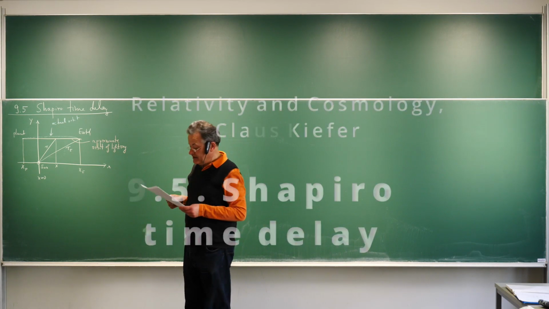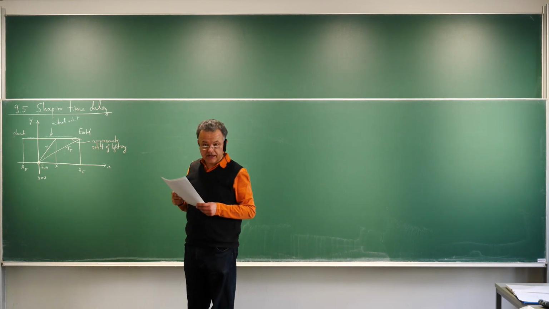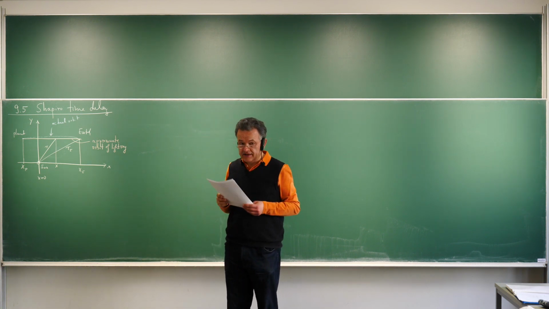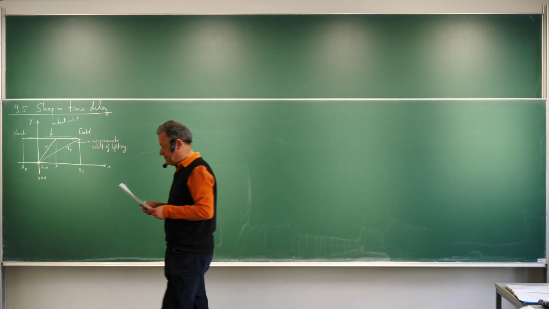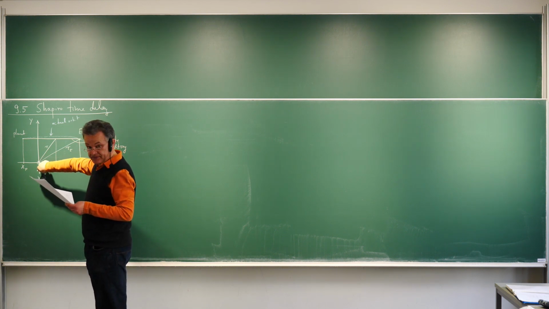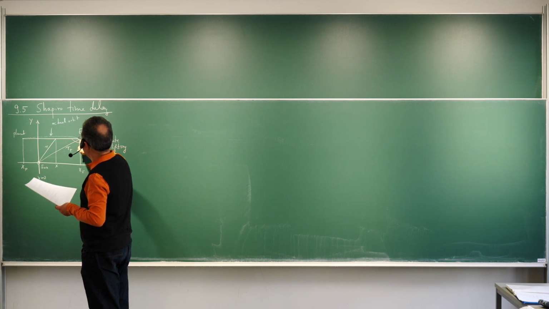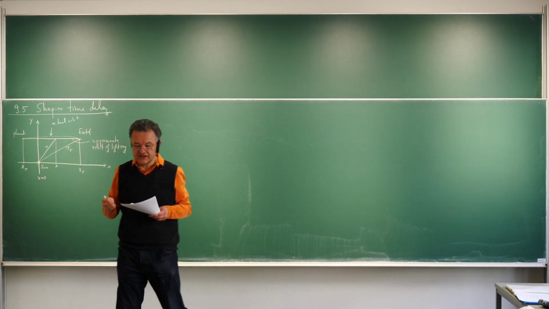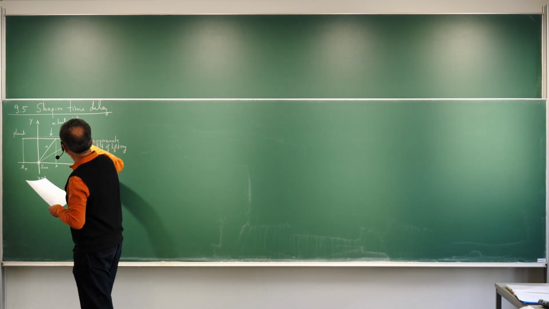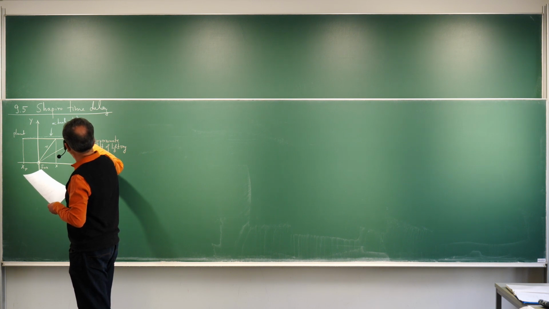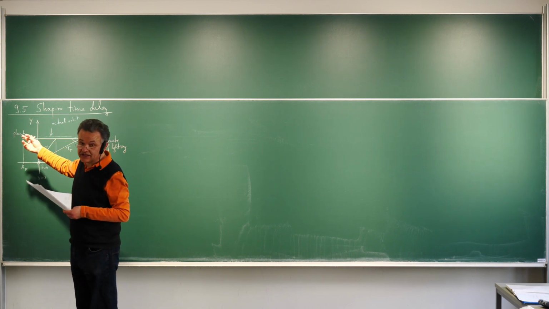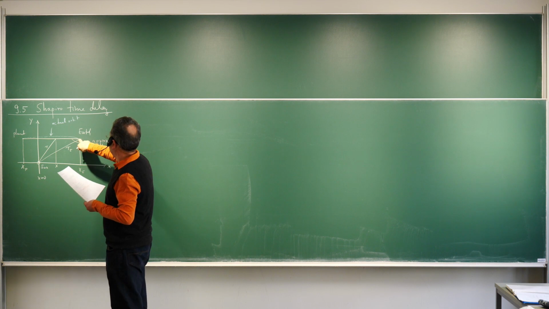So after having discussed light deflection, we now come to another effect that is different but still related, also concerning the motion of light in the vicinity of massive bodies. The situation is sketched here. Here we have the sun, here the Earth, and we have a planet, say Mercury or Venus, that can move closer to the sun, and we envisage a light ray that we send from the Earth to the planet, or it could be a radar, a radio signal, and reflected back here.